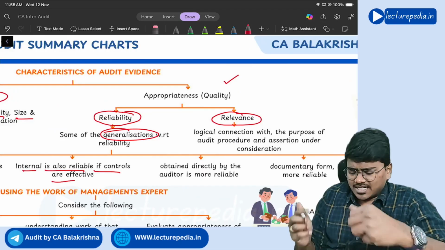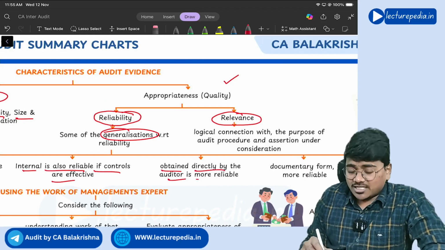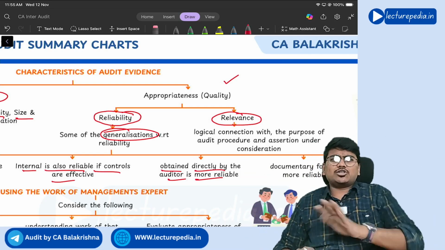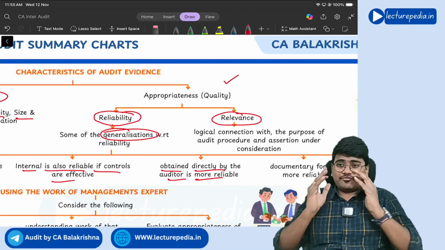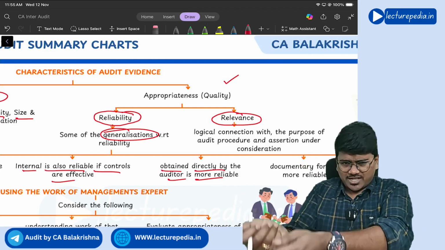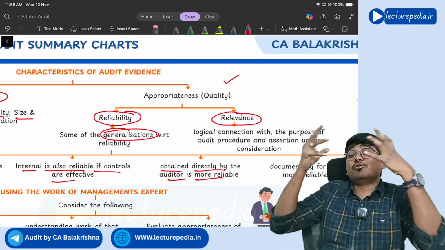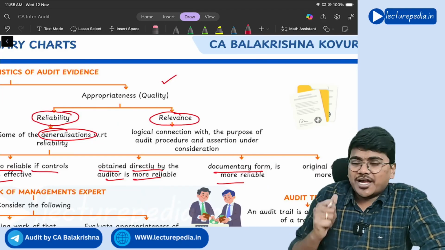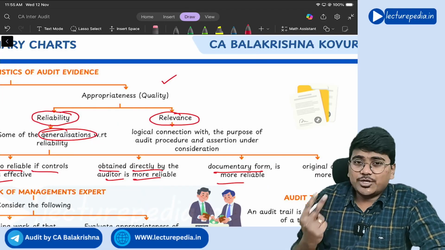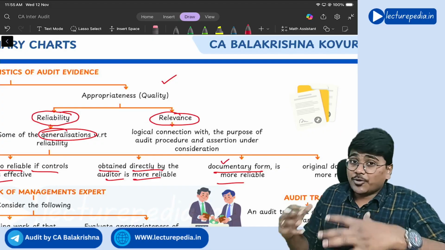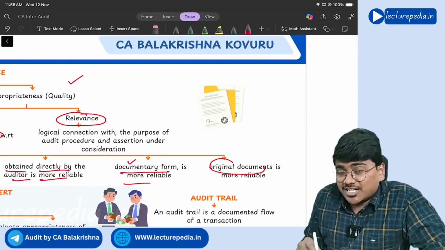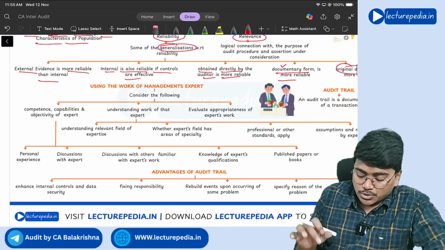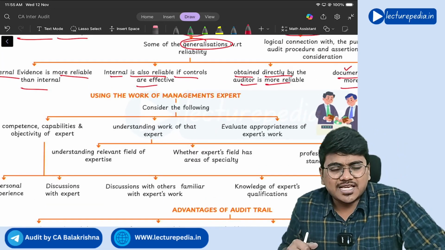Next, the evidence that is obtained directly by the auditor is more reliable than the evidence that is obtained through the management or through any third party, understand? So if you obtain the evidence first hand through your own hands directly, it is more reliable. Next, documentary form is more reliable. I told you this already. Documentary evidence is more reliable than visual and oral, and also evidence in original documents is more reliable than photocopies, right?